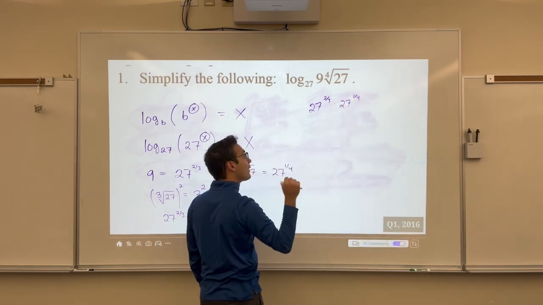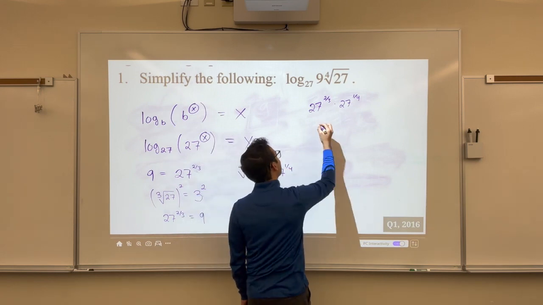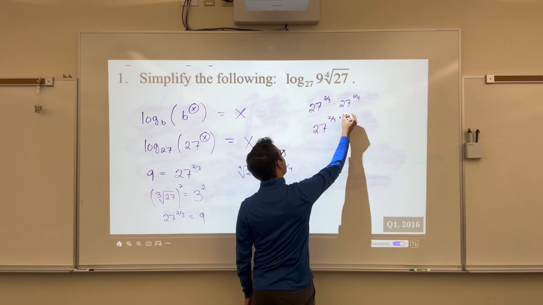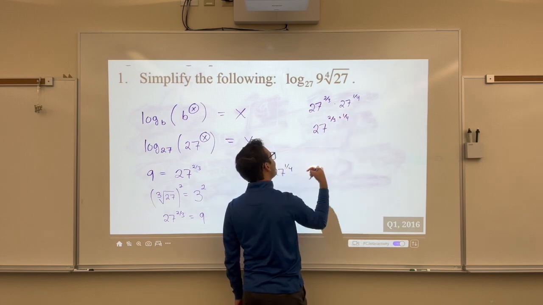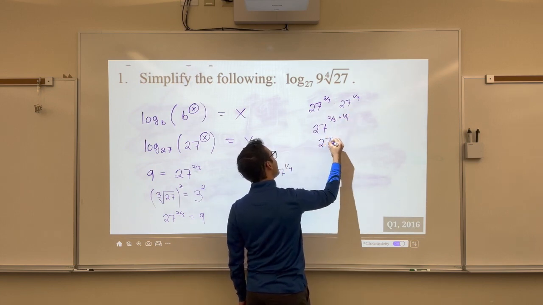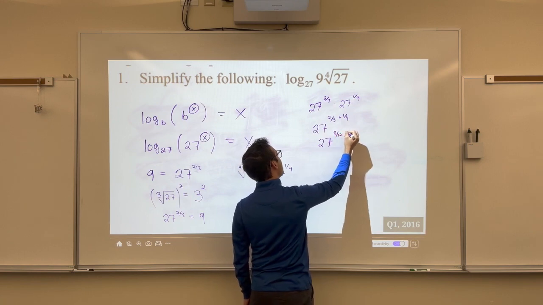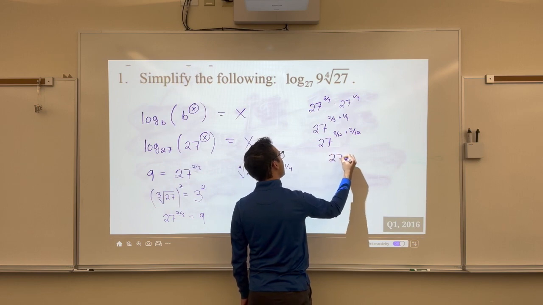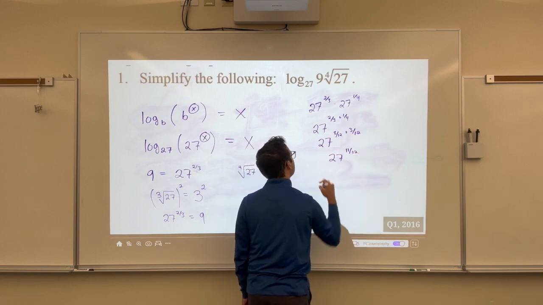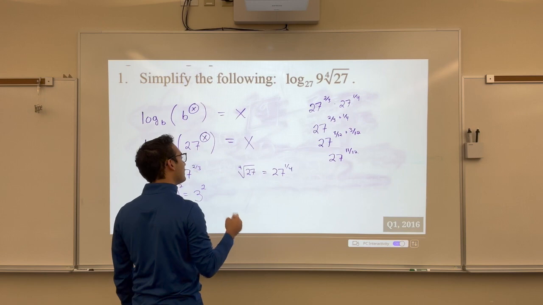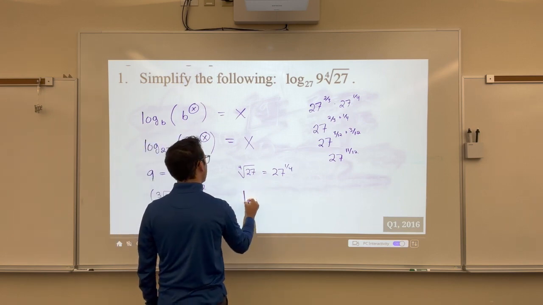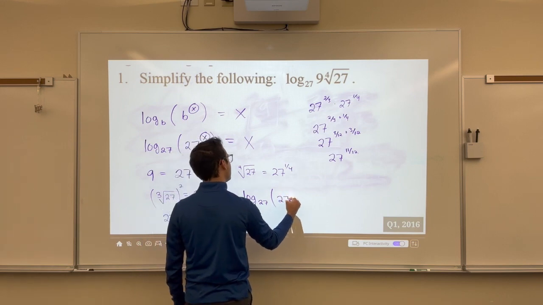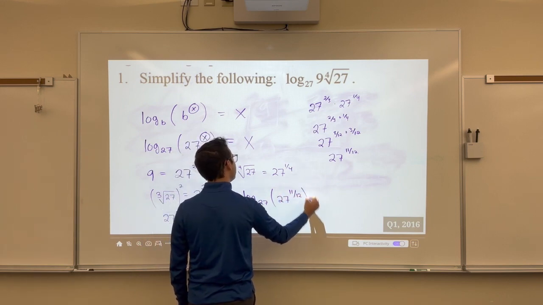And if we remember our exponent rules, that can be rewritten as 27 raised to the 2/3 plus 1/4. And now if we get a common denominator, that's 27 raised to the 8/12 plus 3/12. And therefore it is 27 raised to the 11/12. So now this is what we are simplifying. Log base 27 of 27 raised to the 11/12.